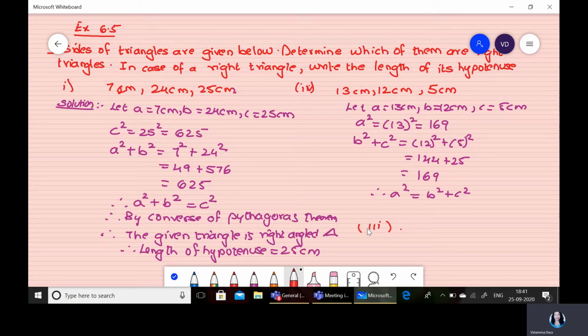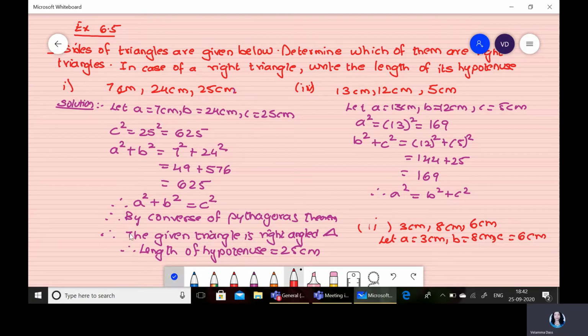We'll do the second sum, that is 3 centimeter, 8 centimeter, 6 centimeter. This is actually the second one. So here is the second. So 3, 8, 6. So again, we'll assume the same step. Let A equal 3 centimeter, B equal 8 centimeter, and C equal 6 centimeter.